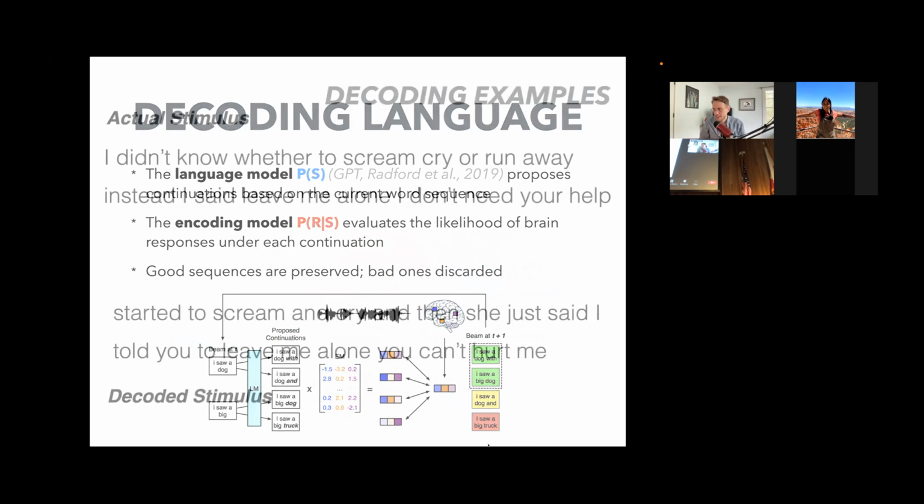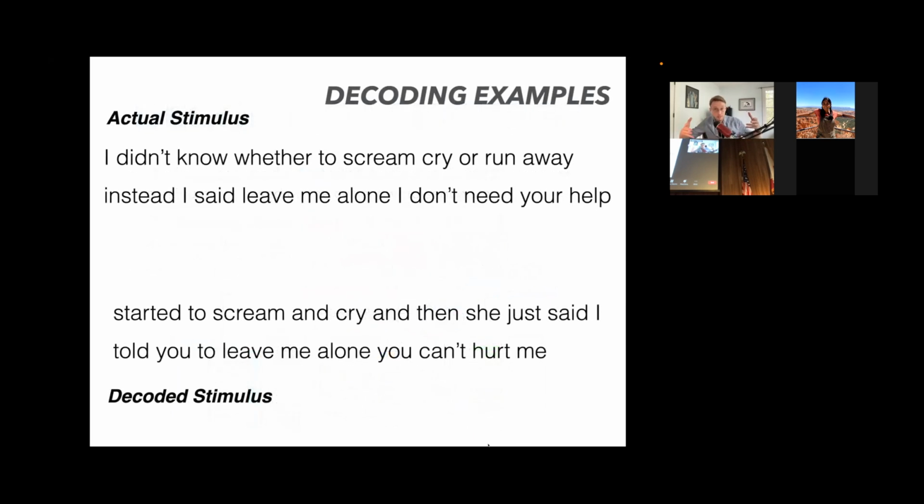Okay, so we fit this model on a bunch of data from some subject. We take some new data from that subject, from them listening to a story that is separate from the data that we trained the model on. There's a nice split here. We're not cheating in that way at all. And then we decode the words that the person was hearing. And that looks kind of like this. The actual stimulus the person heard here was, "I didn't know whether to scream, cry, or run away. Instead, I said, leave me alone. I don't need your help." What we decoded from this was, "Started to scream and cry. Then she just said, I told you to leave me alone. You can't hurt me."